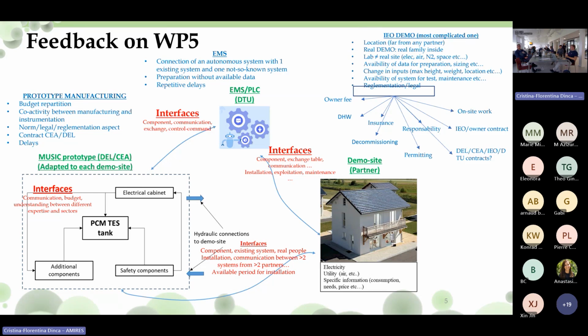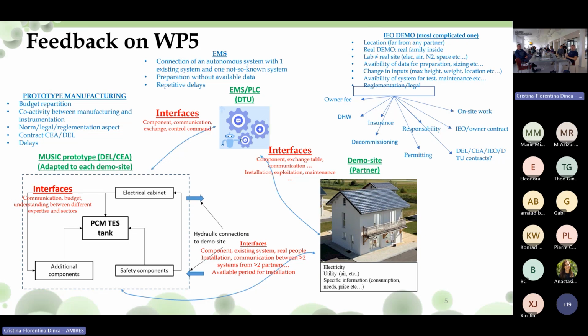And basically, this is not a lab, so the electricity, the maximum weight, the presence or not of compressed air and nitrogen are not the same as in a lab. The availability of data for the preparation is quite different between a lab and a real house. I'm not sure that you know exactly the maximum weight acceptable at your house, and I'm quite sure you don't. Basically, you have to adapt, because the demo site owner will not build a new garage or something to install the prototype.